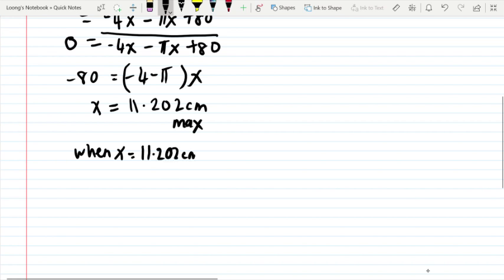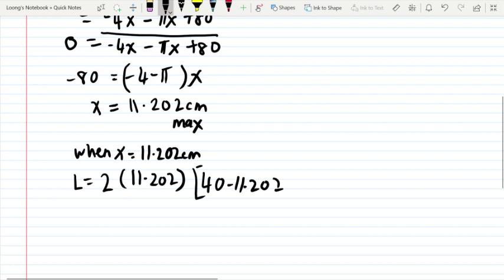11.202 cm, and we sub it into the equation where L is equal to 2 and 11.202. We need to sub it into the original equation, and later 40 minus 11.202, and minus pi over 4, 11.202.